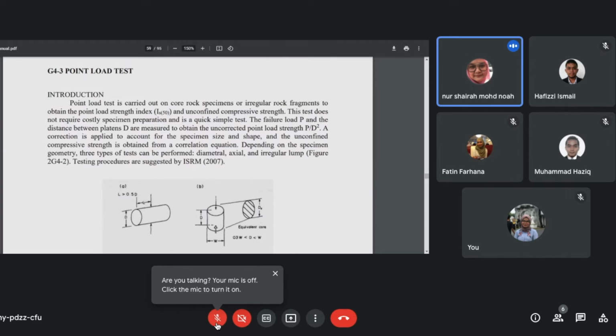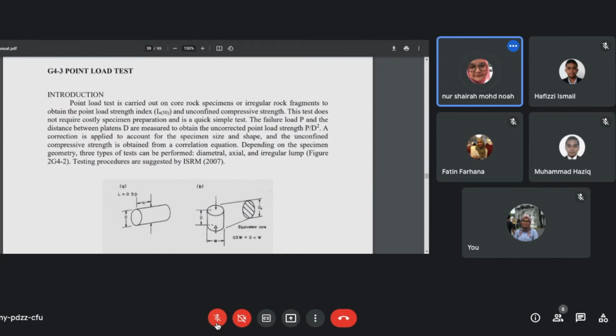Okay, the introduction about the point load test: it is carried out on core rock specimens or irregular rock fragments to obtain the point load strength index IS50 and unconfined compressive strength. Depending on the specimen, three types of tests can be performed: diametral, axial, and irregular lump. The testing procedure is suggested by ISRM 2007.